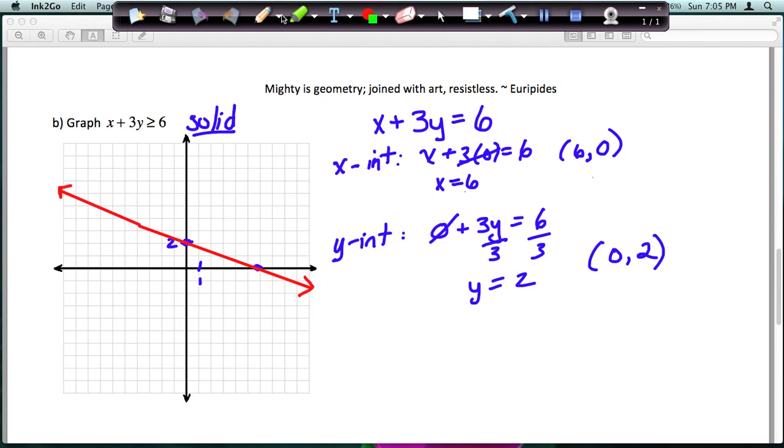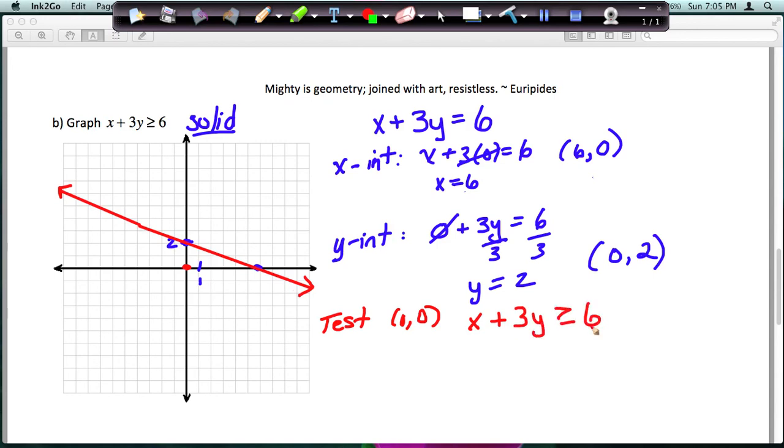And then remember, the last thing I need to do is test to see whether I'm shading above or below the line. What points make this inequality true? All the points above the line or all the points below the line? So again, this line does not go through the point 0, 0, so I'm going to test that point because it's easy. So I'm going to test 0, 0. And remember, this goes into the original inequality that we started with.